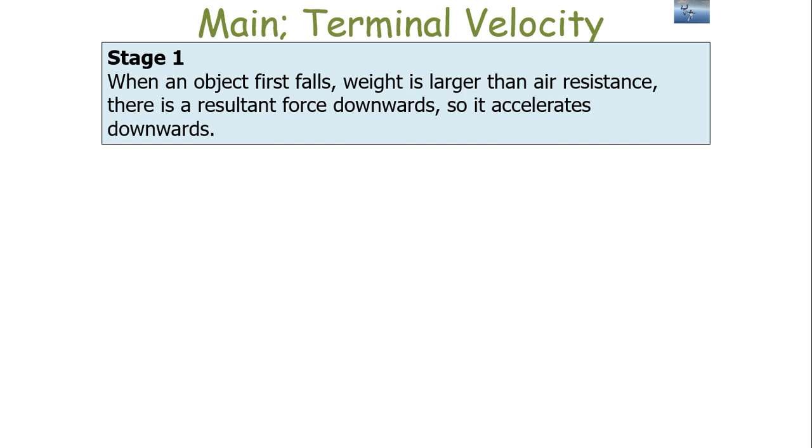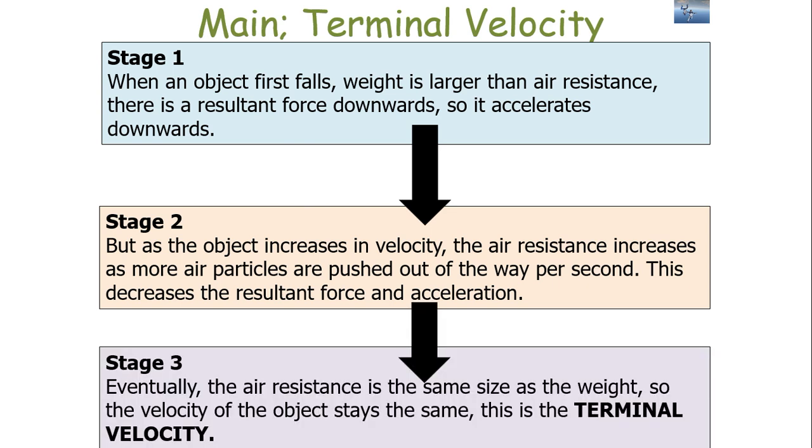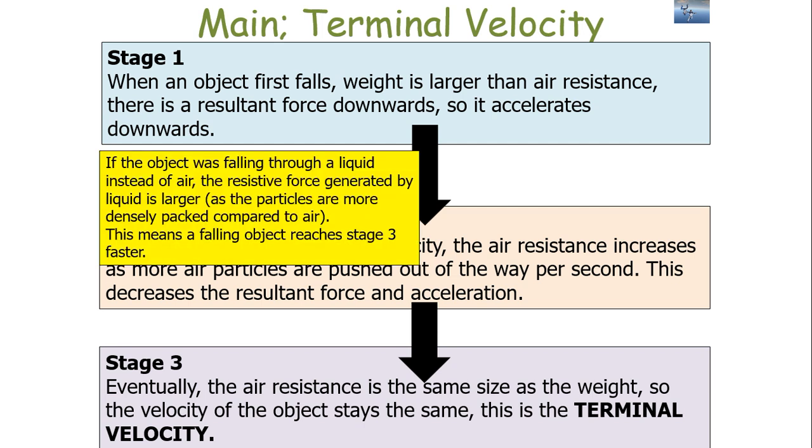Stage 1, when an object first falls, the weight is larger than air resistance, so there's a resultant force downwards, so the object accelerates downwards. Stage 2, as the object increases in velocity, the air resistance increases as more air particles are pushed out of the way every second, so it decreases the resultant force and its acceleration. Finally, stage 3, the air resistance will eventually be the same size as the weight, so the velocity of the object stays the same. That's terminal velocity.